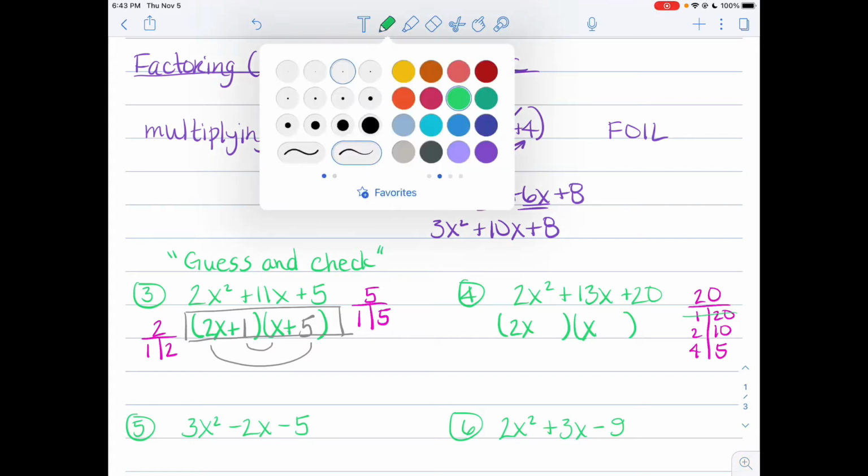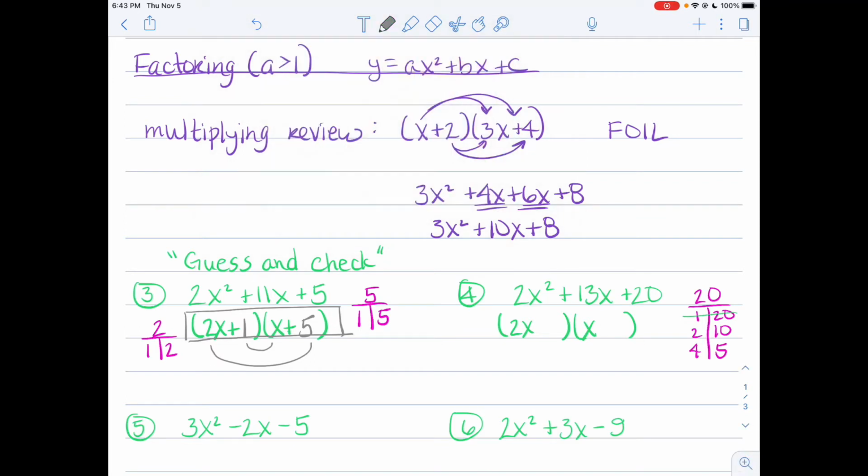Let's think about 2 and 10. If I put a 2 here, plus 2 and plus 10, I'm going to get 2x and 20x. 22x is not 13. What if I change them and I put 10 and 2? Well, now I have 10x and 4x. Ooh, I'm getting closer, but that still doesn't work. So 10 and 2 in either location is not going to work for me. So I can cross that set out as well.